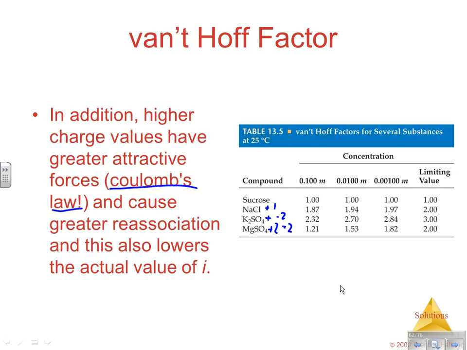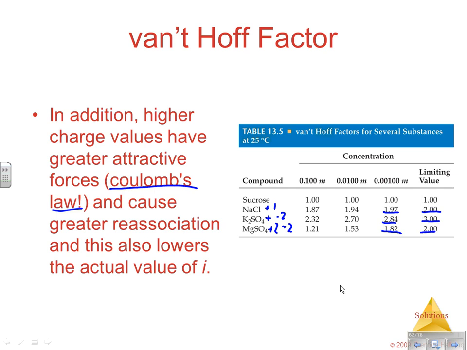We'll take a look at what's happening at any given concentration as we compare the numbers to the limiting value. So in something like NaCl, notice it comes very close to the limiting value of 2 at a low concentration. Something like K2SO4 should be about 3. Well, it's going to differ a little bit more from what we think, so we must be having more reassociation. And then when you get something like MgSO4, that's going to drop an even greater amount.